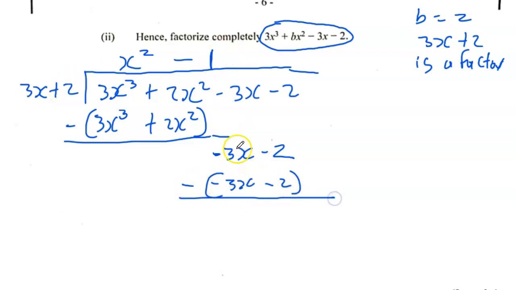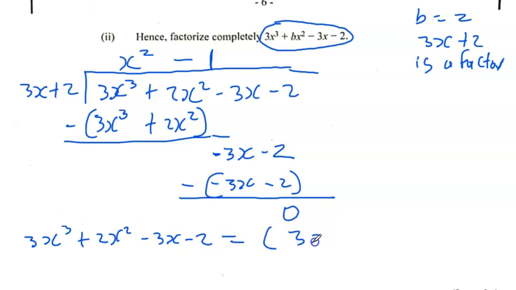And of course we subtract, so minus 3x minus minus 3x, that's minus 3x plus 3x, which is 0. Likewise minus 2 minus minus 2, that's minus 2 plus 2, which is also 0. So no remainder as we expect, since 3x plus 2 is a factor, right? So hence the other factor is x squared minus 1. So 3x cubed plus 2x squared minus 3x minus 2, when factorized, has one factor 3x plus 2, and the other factor x squared minus 1.